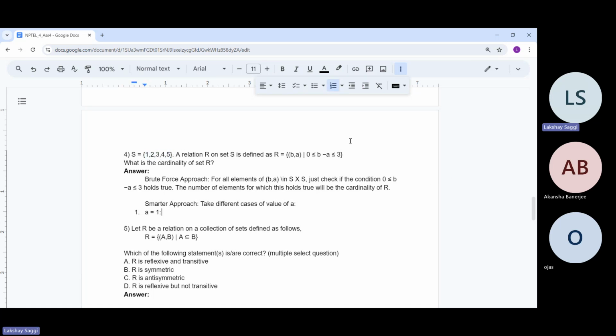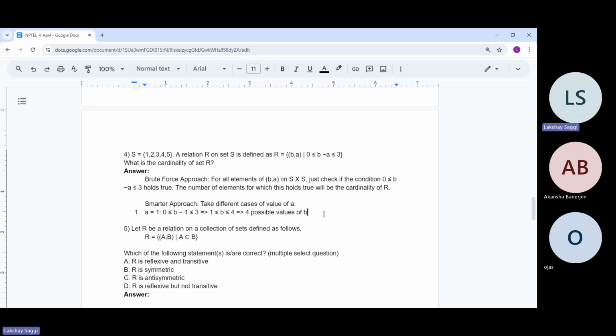So if A is equal to 1, then B minus 1 should be less than or equal to 3 and greater than or equal to 0. So if A is 1, then we have 0 less than or equal to B minus 1 less than or equal to 3. And this implies that B should be between 1 and 4, just adding 1 to both sides. So between 1 and 4, we can take all these 4 values. So this implies that there are 4 possible values of B here.